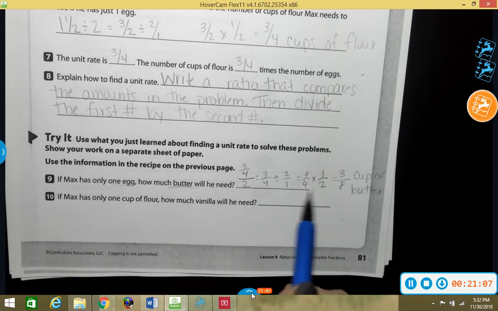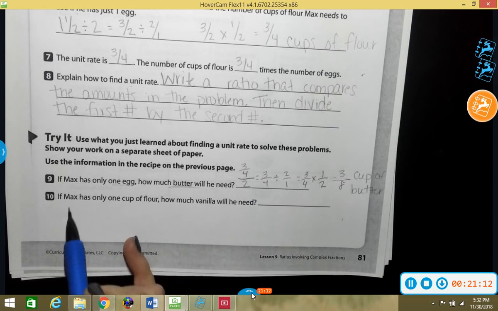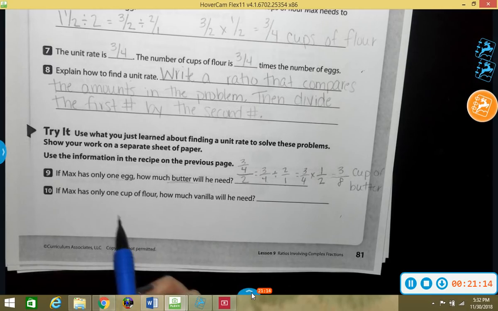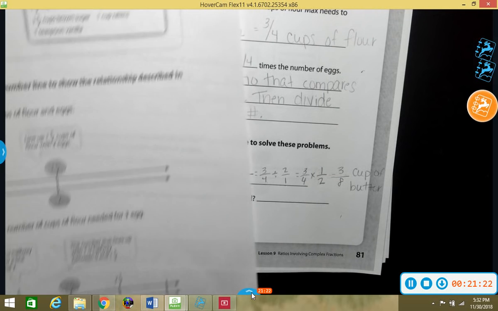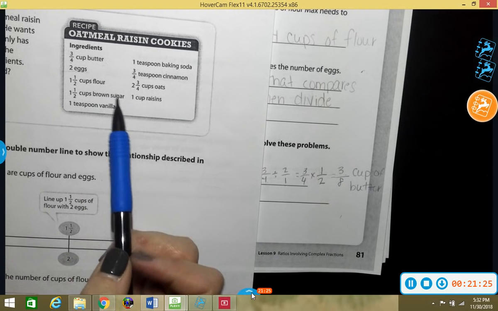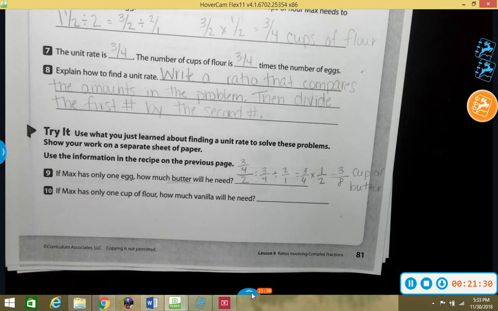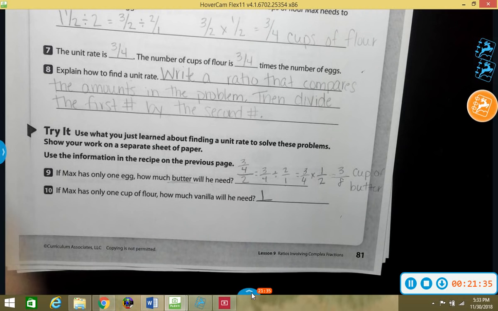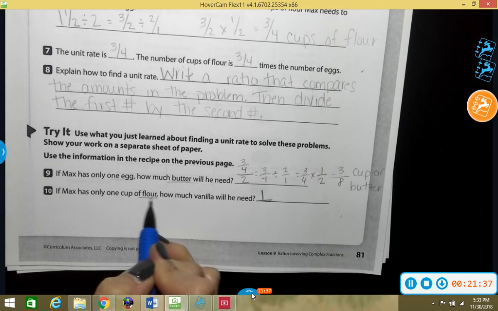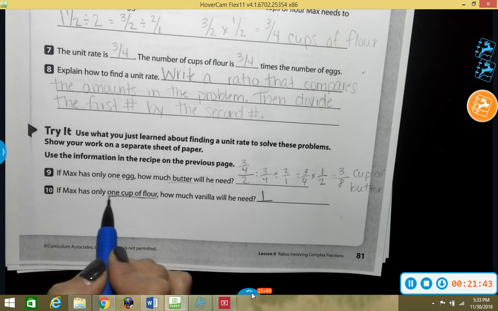Again, the simplifying part should be the review. You just need to focus on how to set it up. So number 10 says, if Max has only 1 cup of flour, how much vanilla will he need? So look at the original recipe again, and it says it's asking for vanilla. So it needs 1 teaspoon of vanilla, and then flour. So we're looking for flour to be the unit rate. He only has 1 cup of flour, so we want that to be the unit rate.